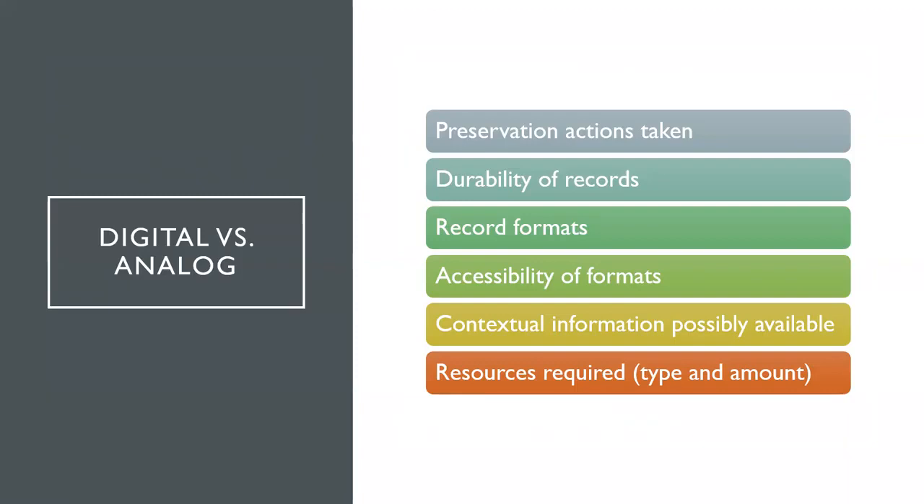So, record formats. Obviously analog records consist of records that are in formats like paper or different types of film or photographs, different types of images. Whereas with digital preservation, you're dealing with formats like PDF, TIFF, JPEG, and so on. So there are just different formats that differ between the two types of preservation.